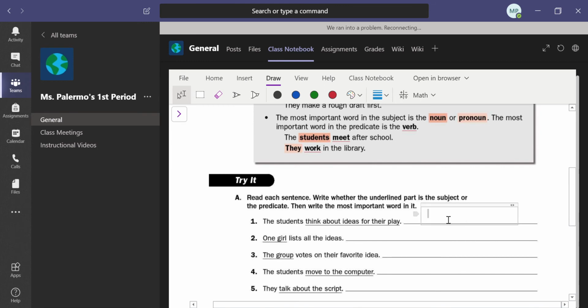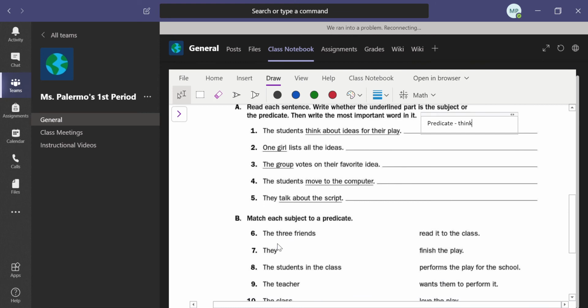So, all right, it's not going to let me move it. That's okay. I'm just going to type in predicate. And then remember, I have to also write the most important word. Well, what word in this underlined part of the sentence tells me it's a predicate? Well, it's definitely the verb. So what is the verb here? What's the action? Think. Thinking is an action. It's something you do. So then I'm going to type think. So I want you to go through numbers 2 through 5 the same way. Choose if the underlined part's a subject or a predicate.